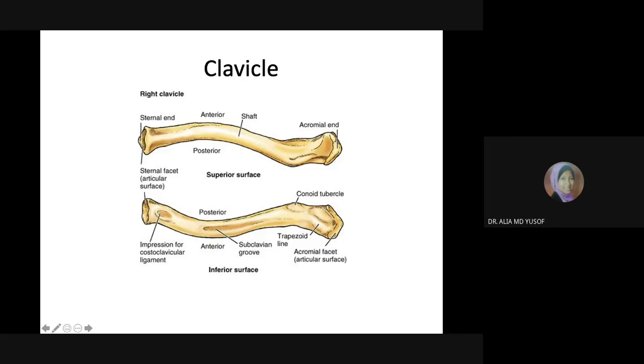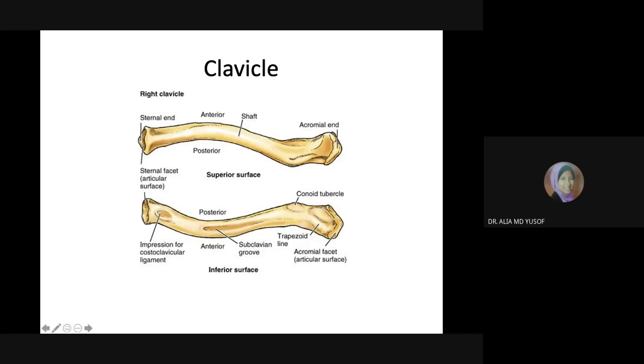What are these impressions and grooves? They are actually the insertion or origin of muscles, and also some of them are impressions ataupun groove ataupun lekukan yang terjadi kerana di situ terdapatnya beberapa major blood vessels, like subclavian artery, subclavian vein, okay, right? Jangan bimbang pasal benda ni, hafal yang ni saja dulu.